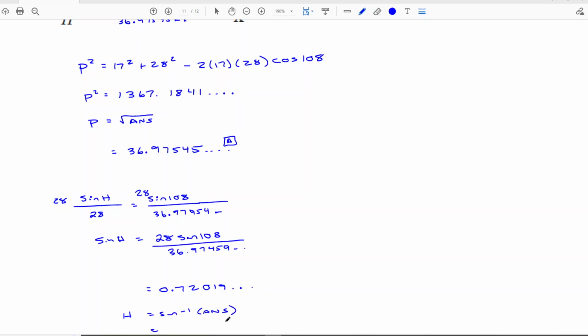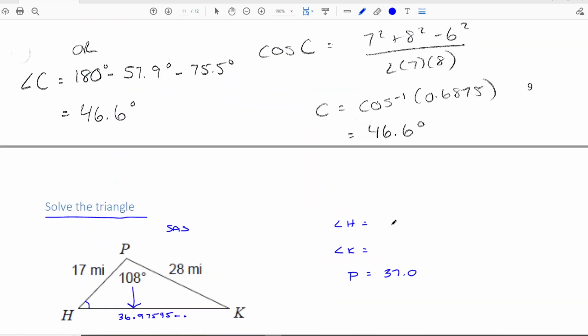So the inverse sine, second function sine of that answer gives me 46 point. Now again, this may be a final answer, but I may have to use it again. So I'm going to keep at least 4 decimal places. So 46.07068. Again, I kept more because I was going to have to round. So then up here, I'm going to say that angle H is 46.1 degrees.